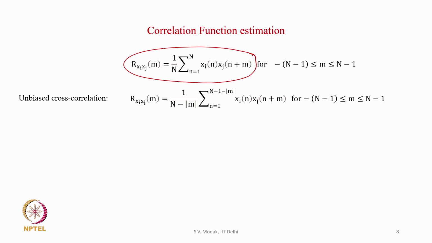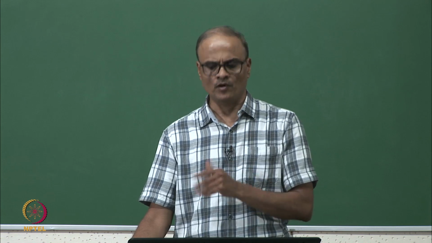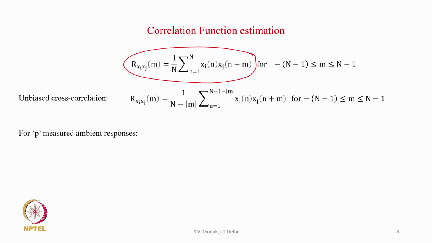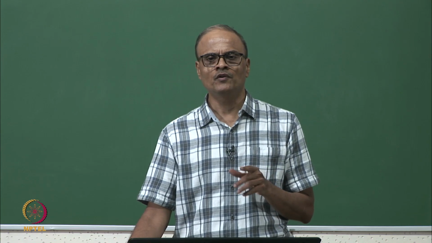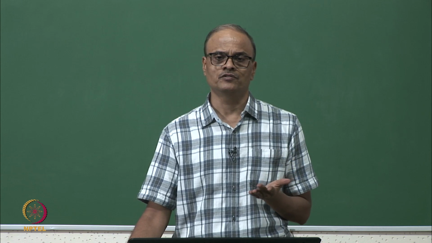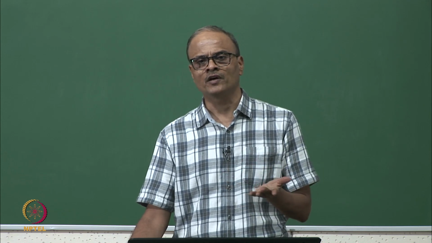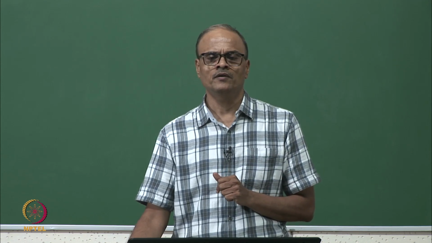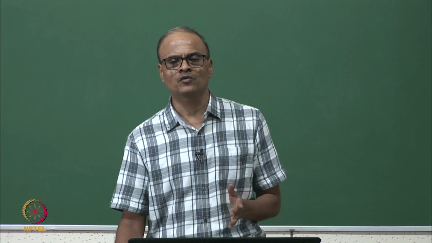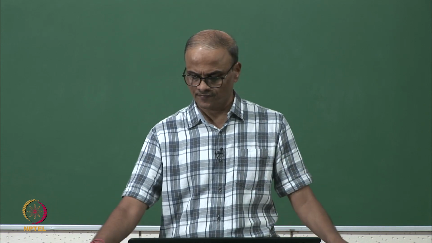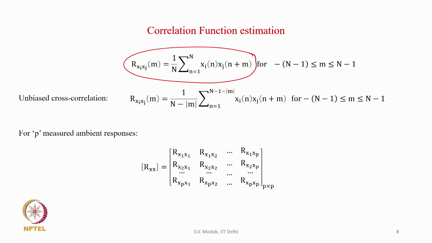In operational analysis, we will have responses measured at a number of points. So, let us say there are p measured ambient responses. Now, we can calculate the cross correlation between any two of these responses. So, we will have p times p such combinations for which we can find a cross correlation, and that is why instead of just one cross correlation, we now have a correlation matrix Rxx. It is of order p by p.